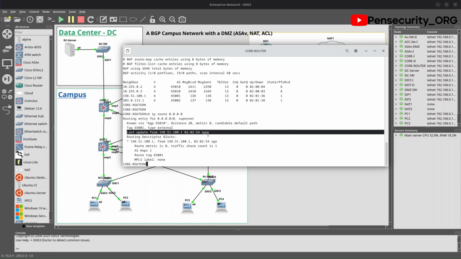It will save the company, it will save the campus money, because you can't run both networks at the same time. So when one goes down, the other one will come up. That's how it works.